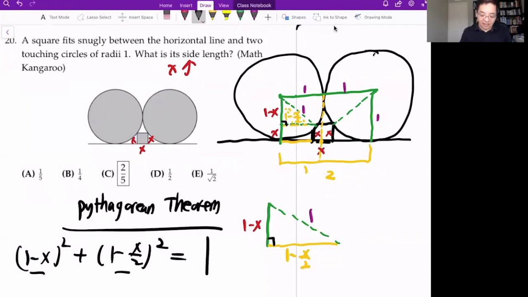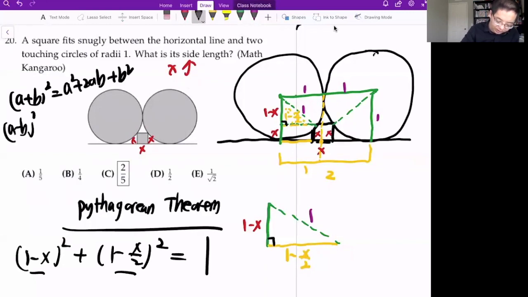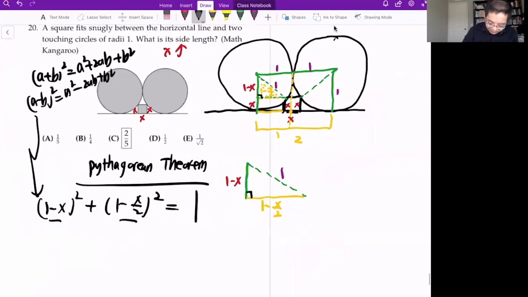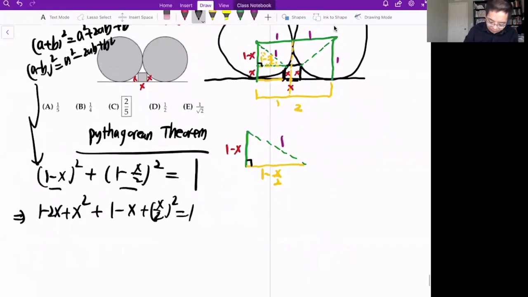For that, let's recall how we expand the square of the sum of two numbers and also the difference of two numbers. We have a plus b squared equals a squared plus twice ab plus b squared. And a minus b squared is a squared minus 2ab plus b squared. So let's apply this here. We get 1 minus 2x plus x squared plus 1 minus x over 2 squared equals 1, right? So this part is just x squared over 4.